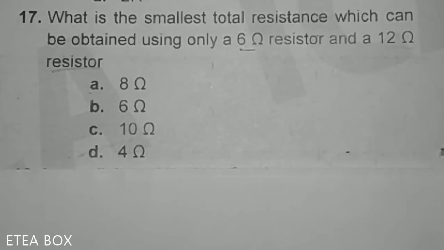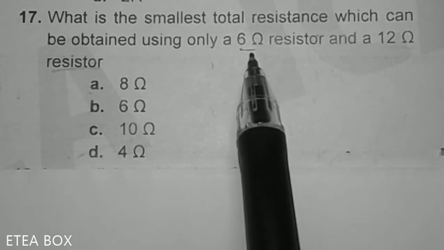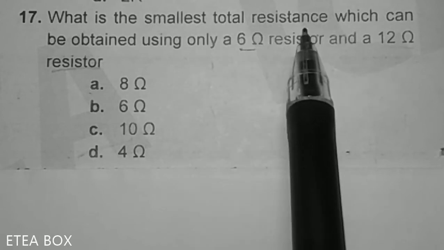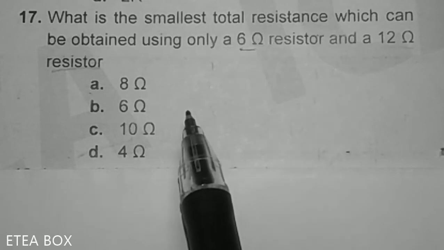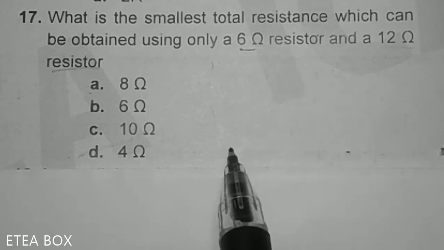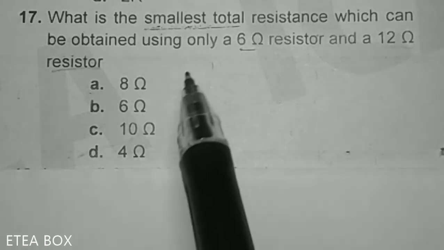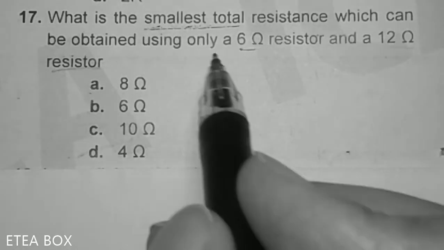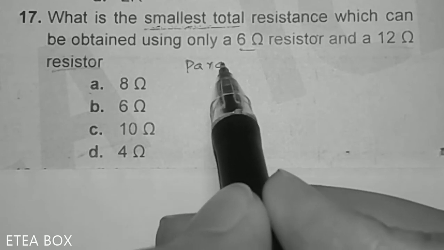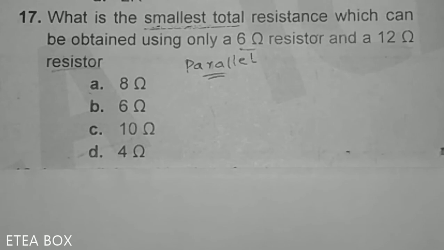What is the smallest total resistance which can be obtained by using only a 6 ohm resistor and 12 ohm resistor? Now there are 2 ways to obtain a total or equivalent resistance. The first method is series and the other is parallel. Look at here, the requirement is the smallest total resistance. For the smallest total resistance, they mean parallel combination, because in parallel combination we will get the smallest equivalent resistance.